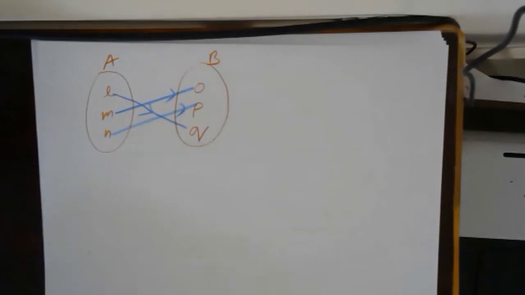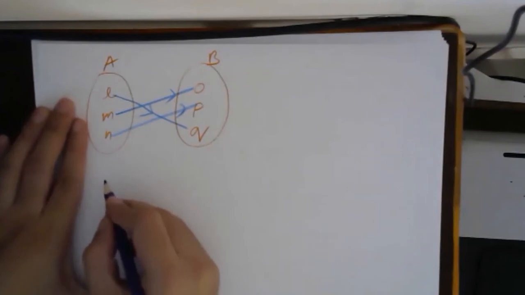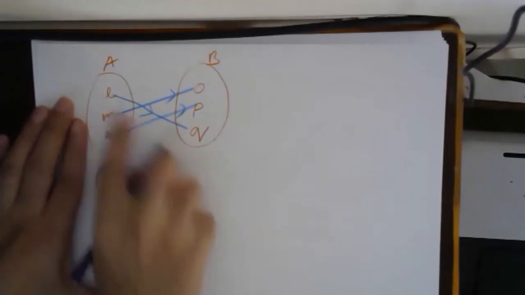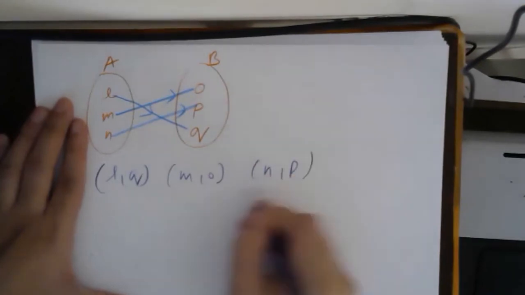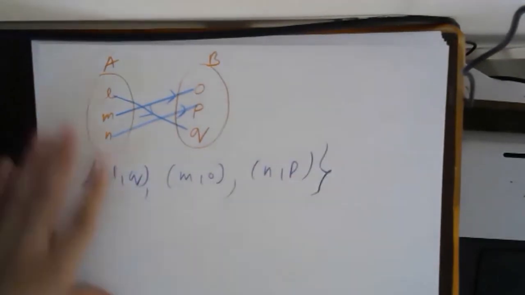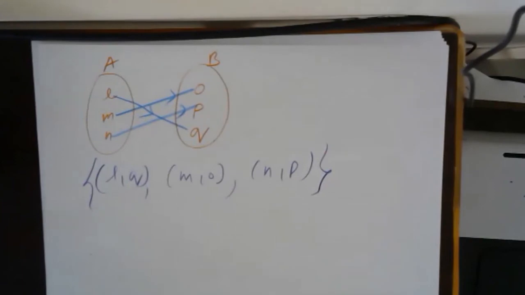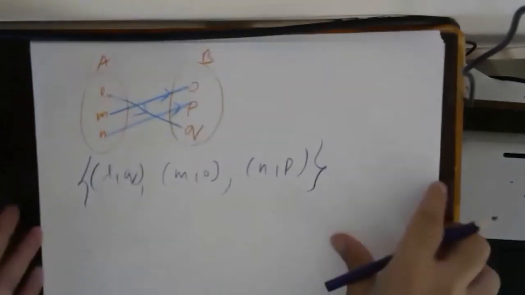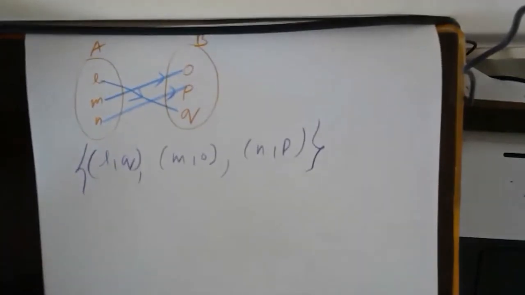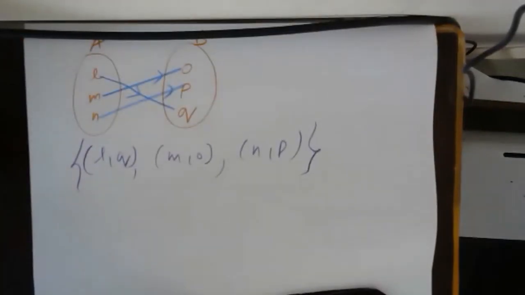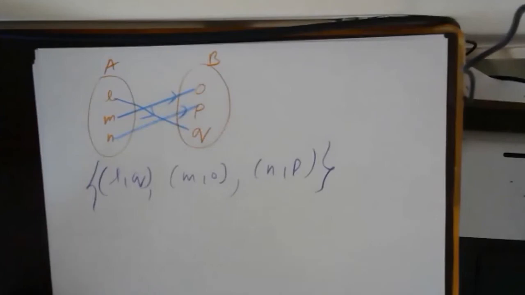So what can I say? You can write L comma Q, M comma O, and N comma P. One way of writing is this. The other way of writing is, I have plenty of time and I do not want to write in shortcuts. I want to write in as long words as possible.